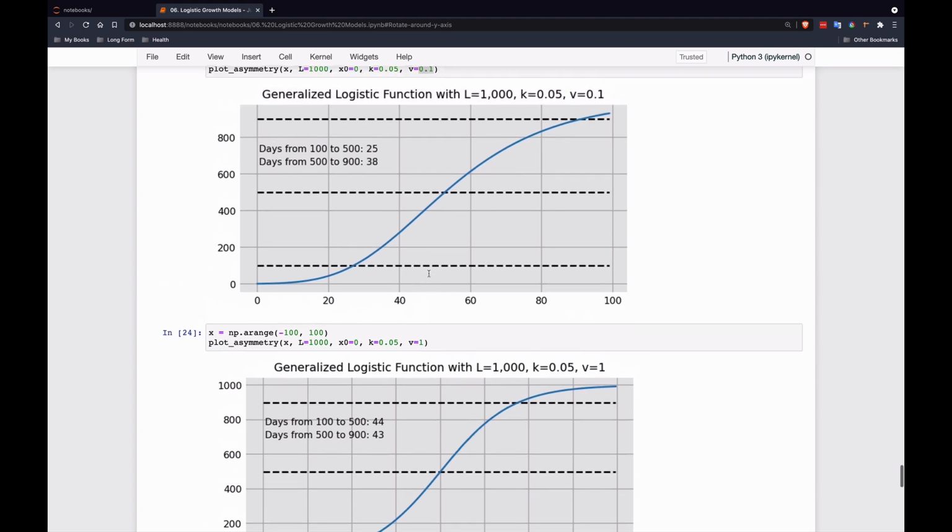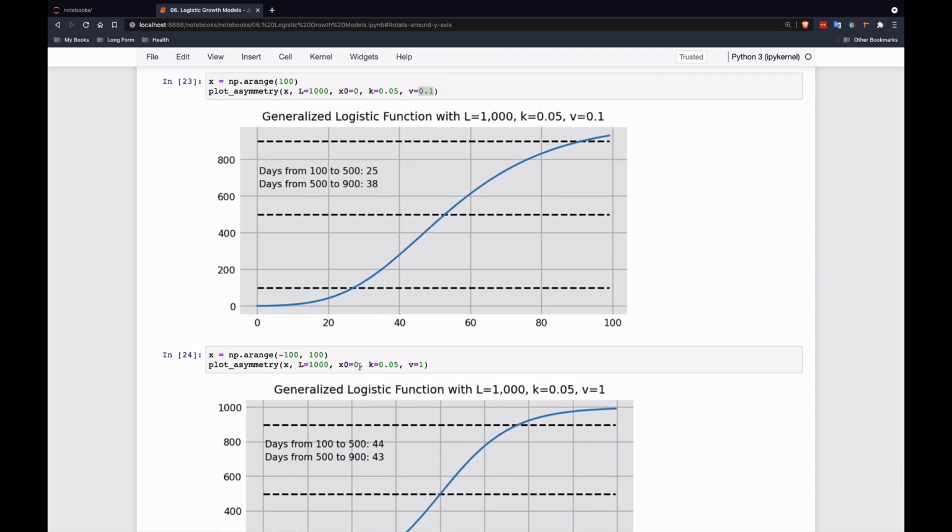You'll take notice that x0, which still controls the horizontal shift left to right, is actually affected by the parameter v. Normally when we had x0 equal to 0, the 0 would be where the midpoint is.